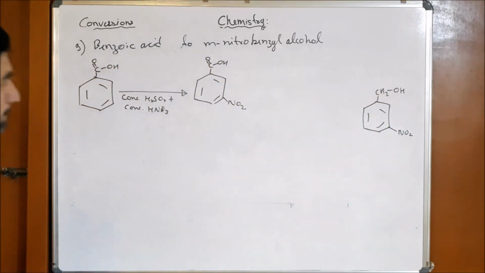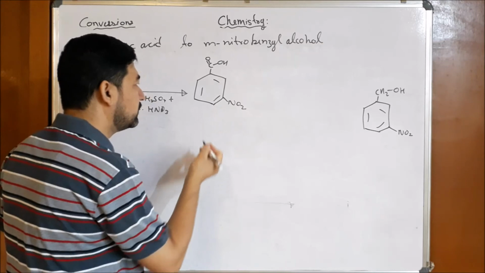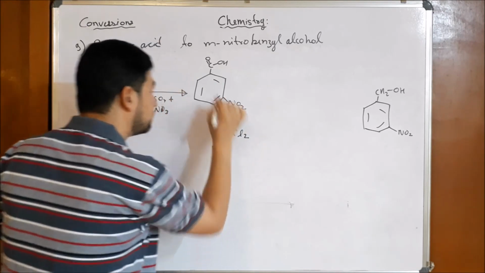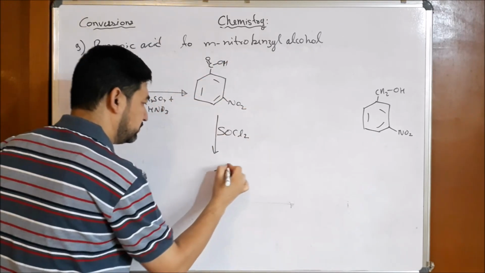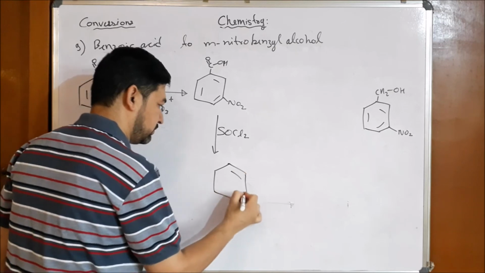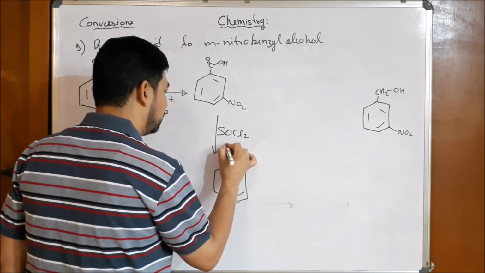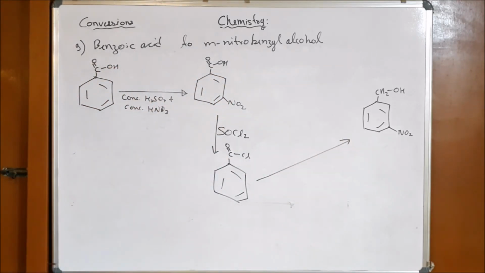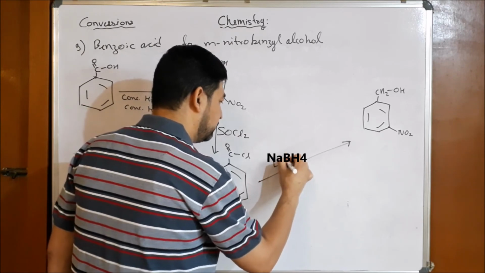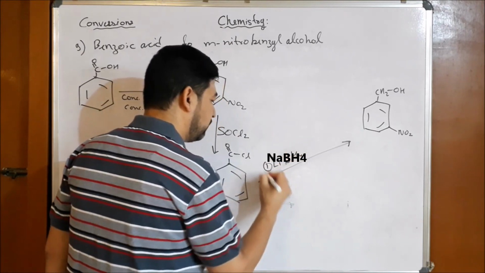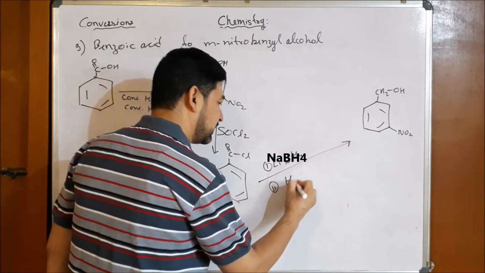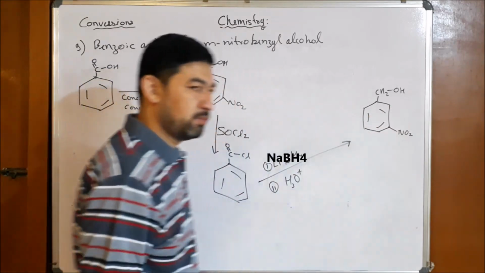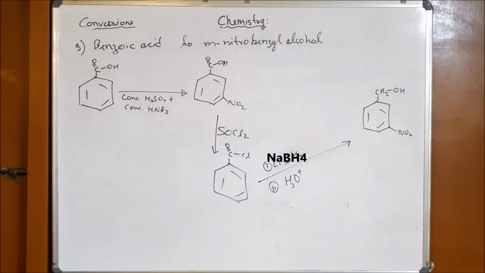Before doing the reduction, we are supposed to use SOCl2, which will replace this OH. So we get C double bond O, Cl. Now we can do the reduction part, followed by acid catalyzed hydrolysis. If we do it, then the Cl will be replaced by the OH group. So thank you.